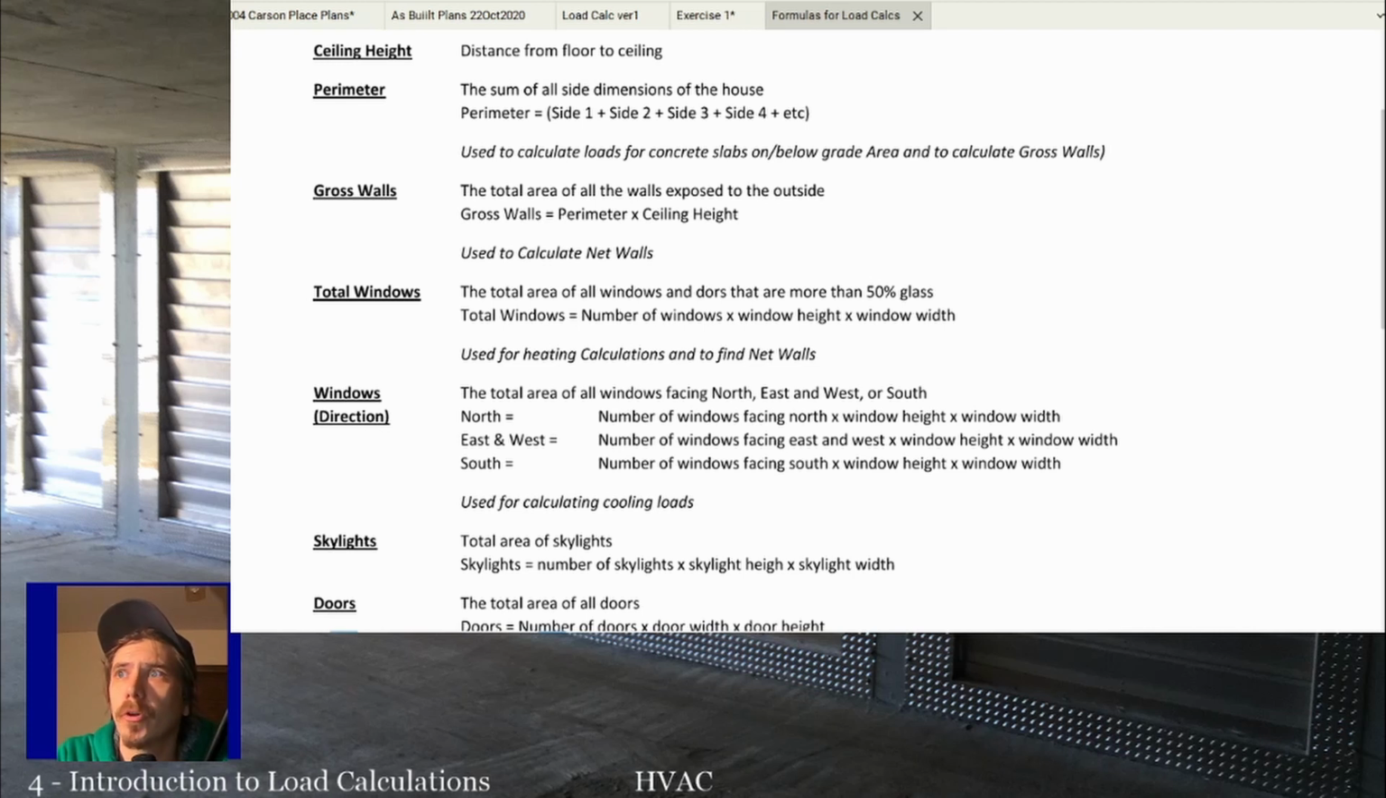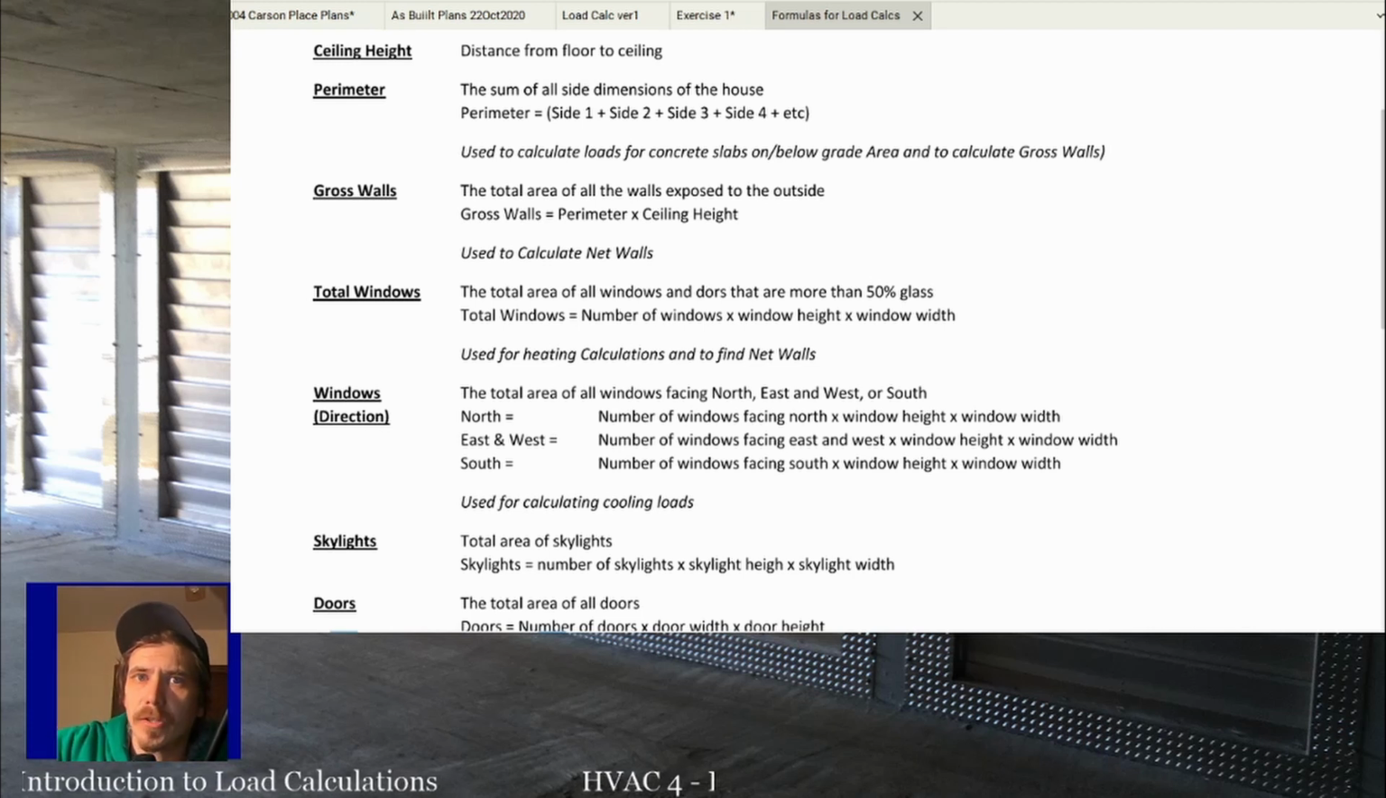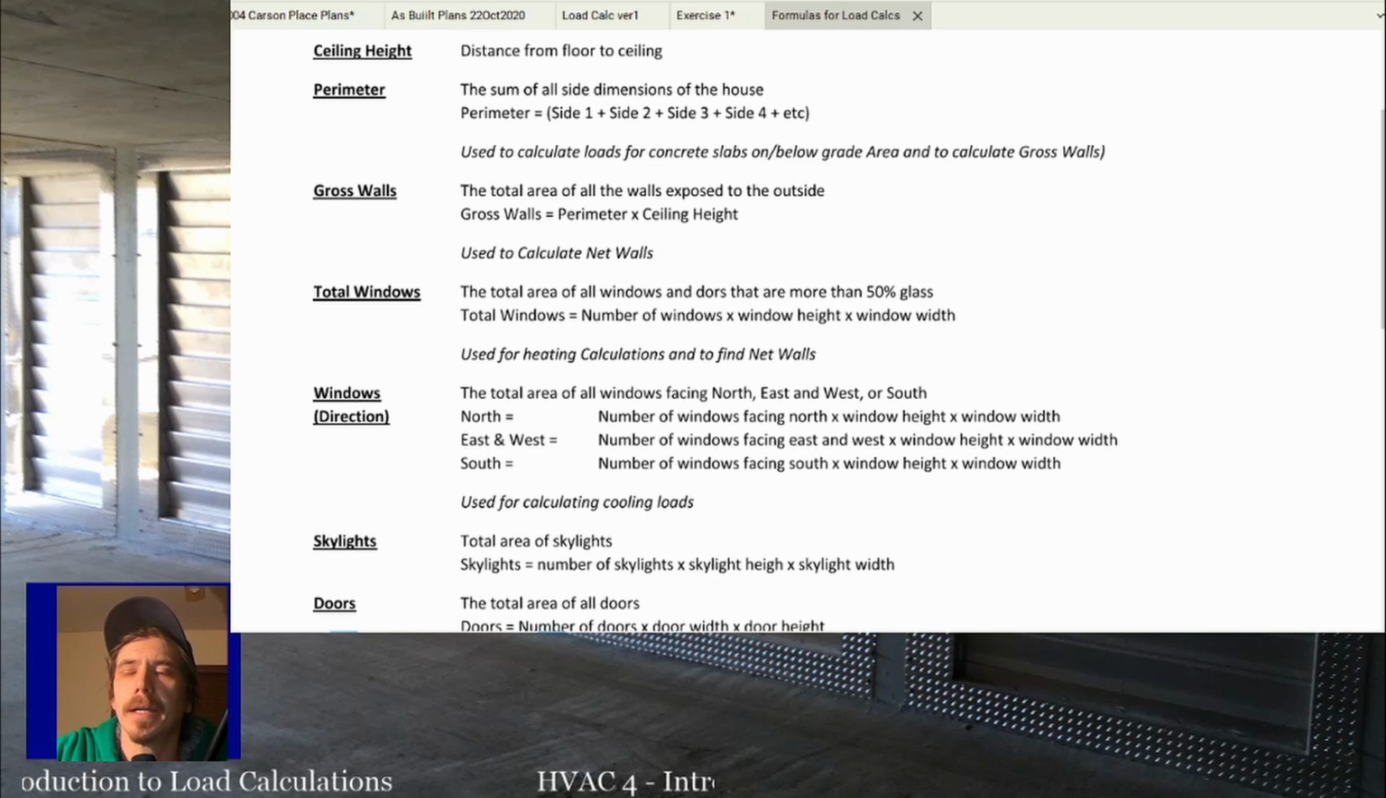And it's used to calculate gross walls. Okay. Gross walls is the total area of all the walls exposed to the outside. So all the outside walls of the house. To get gross walls, you're going to multiply the perimeter of the house times the ceiling height, right? Because if we have the distance around the house, how many feet it is, and then we multiply that by ceiling height, that'll give us the area of all the walls. But that's going to include windows and doors, which we're not going to want. We'll have to take out later. But the perimeter times the ceiling height is going to give us the gross walls.